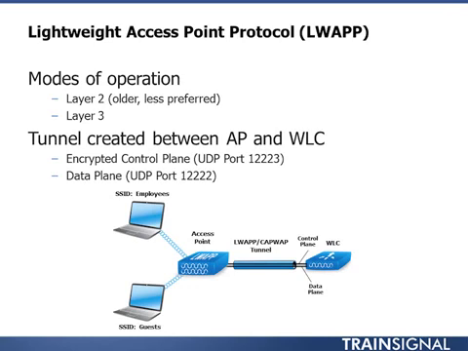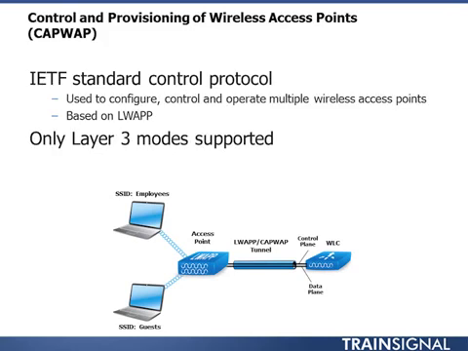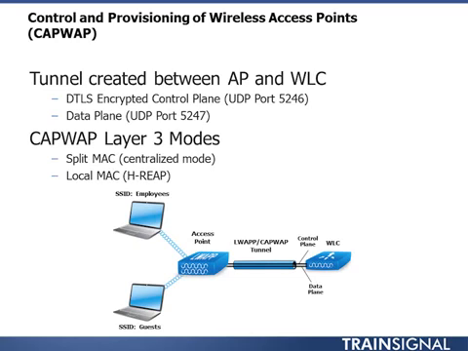And if we're sending control information, it's sent on the UDP port 12223. And if we're sending user data, then it's sent on the UDP port 12222. CAPWAP stands for the control and provisioning of wireless access points, and it is based on the LWAP. It's very, very similar to LWAP, but it operates at layer 3 only. And it uses different UDP ports. CAPWAP will use port 5246 for the control information and 5247 for the user data.